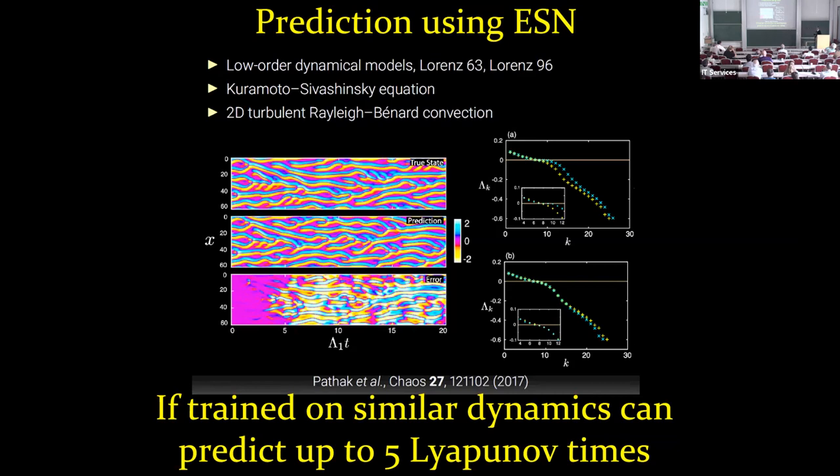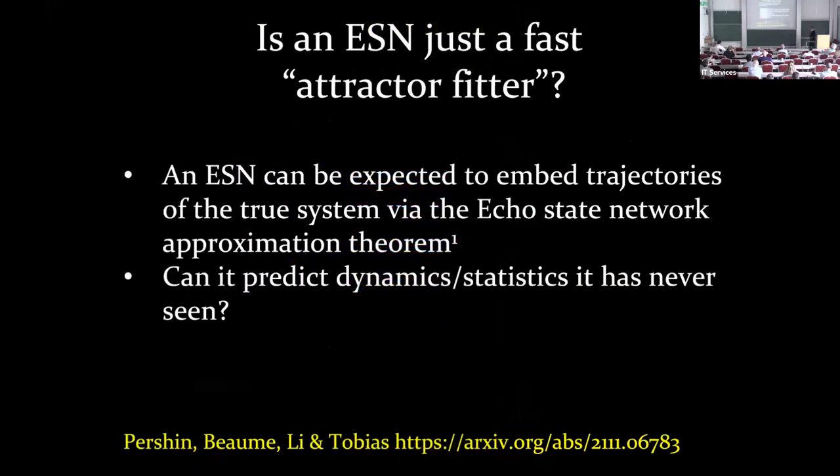But when all said and done, it's been trained on a certain type of data, and we're just trying to predict the same type of data. We're just trying to predict the same thing. So you might think, well, okay, I can maybe just fit things such that it can do this. So we asked the question, can it predict dynamics or statistics it has never seen? Okay, so you train it on one type of dynamics, and you want to say, can I predict something different?